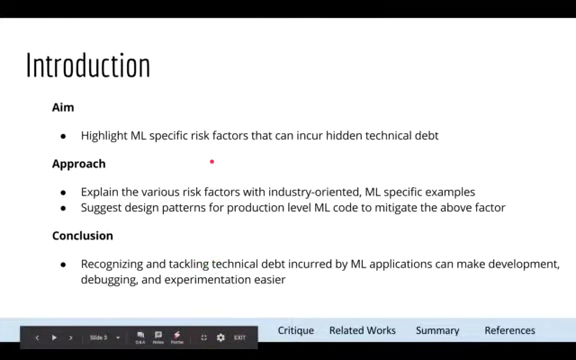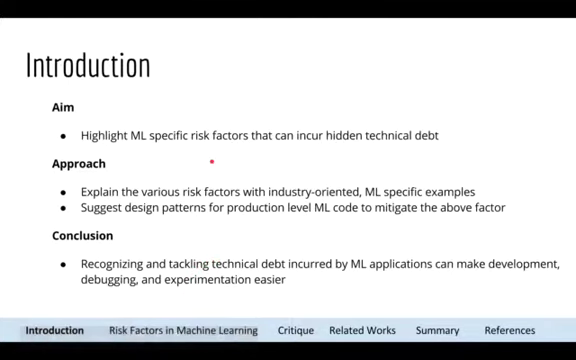As ML applications become increasingly coupled with traditional software systems, the issue of technical debt in software development holds for production ML as well. The paper highlights ML-specific risk factors that could lead to technical debt. The authors also propose design patterns and best practices for scientists and engineers that can mitigate this debt.